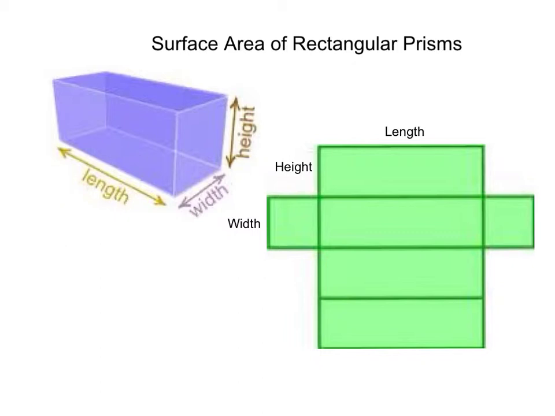Sometimes you might call this the base and the width, but for this purpose we'll use length and the width because our height's here now. You can also see that we have taken our rectangular prism and unfolded it over here to make a net. And once we do that we end up with 1, 2, 3, 4, 5, 6 different rectangles that make up that shape.